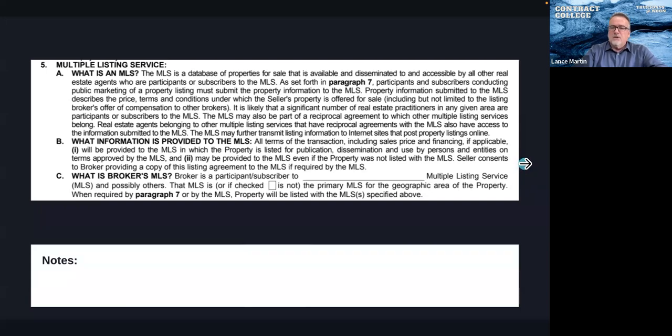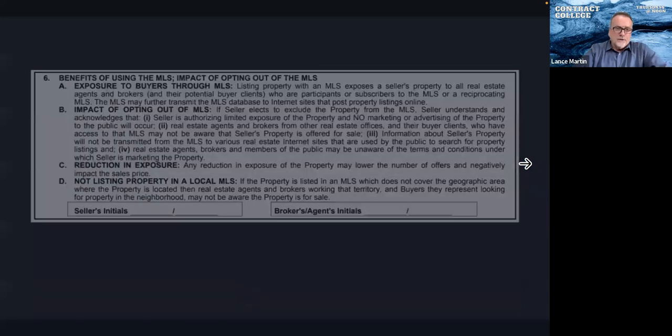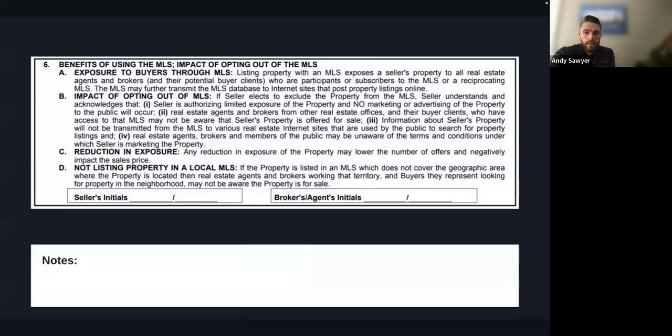This used to be a bigger deal than it is right now, but that's what they're referring to here. Hey Lance. Yep. I had a quick question for you. How far does the CR MLS go? Is it like mainly Southern California?